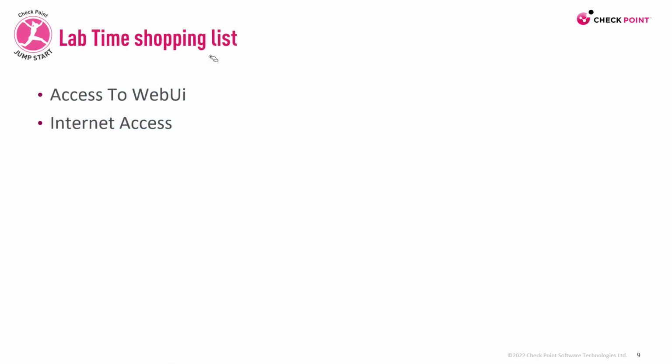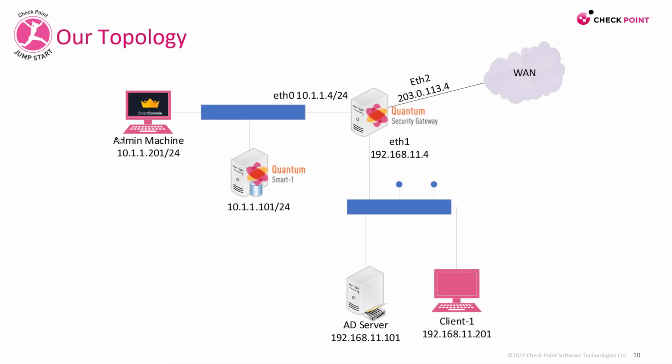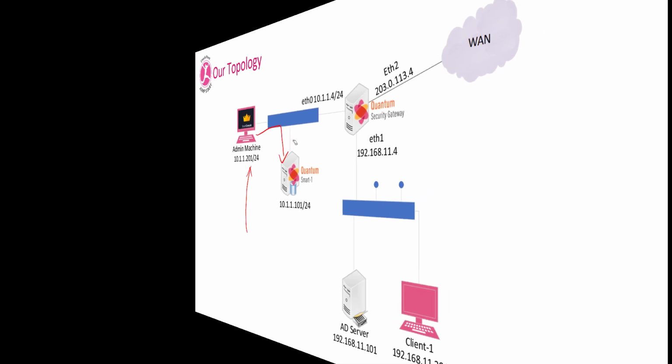Now, in order to run the demo, we will need access to the web UI and a machine with internet access that will be able to download the installation file. During the demo, I will transfer the installation file to the admin machine, install it, and later I'll be able to connect to my management box.